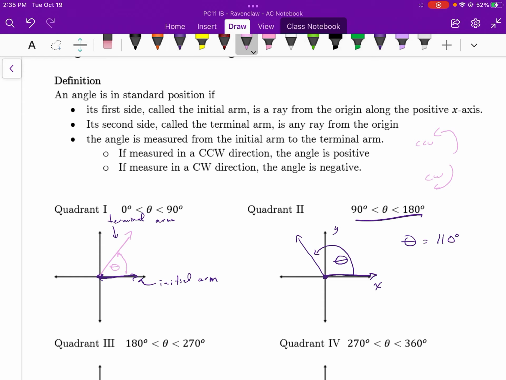And later on, what we'll see is sometimes we can measure theta in the opposite direction. And so this way, if it's measured in a clockwise direction, it might be theta is equal to 170 degrees, something like that. Actually, I'm going to change it to 150 just for ease of argument later on.